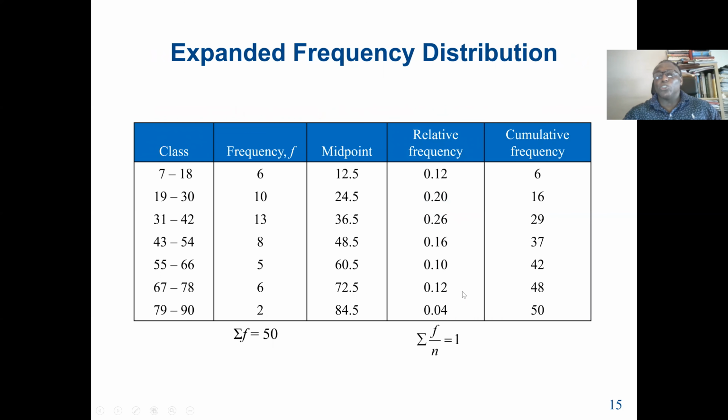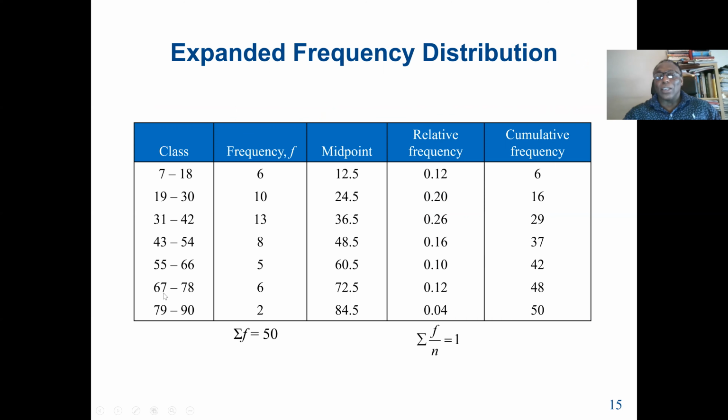And this is the solution. We call this the expanded frequency distribution. In our assignment, we can do only the class and frequency with the relative frequency. That's enough. But these are all the possible 5 columns we can get.